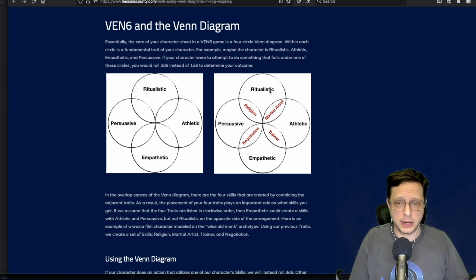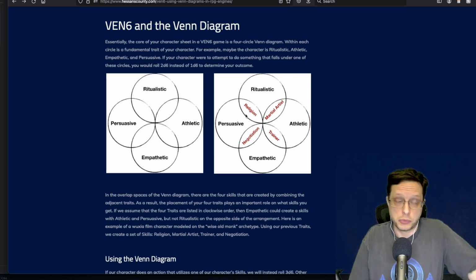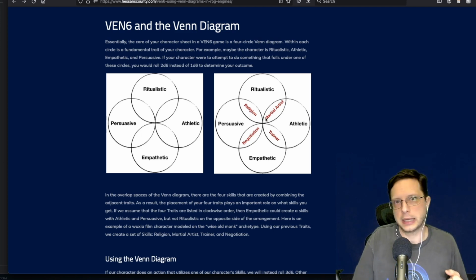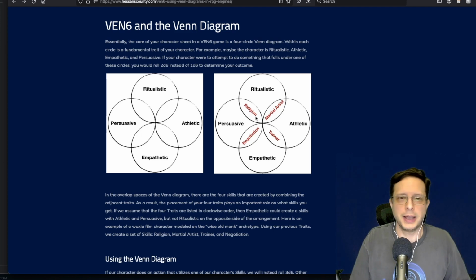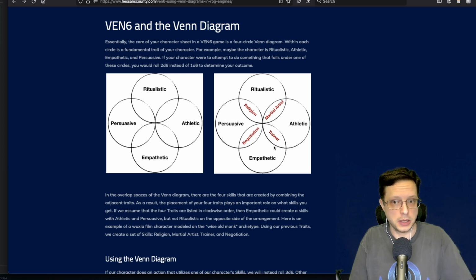So, again, coming to this example, if my character was attempting to train another person in doing a certain thing, like punching, I don't know, then presumably they would roll a 3d6 to see how successful they are at assisting the other player.